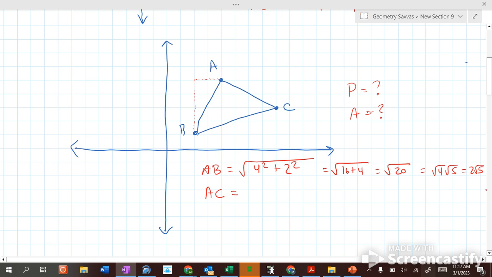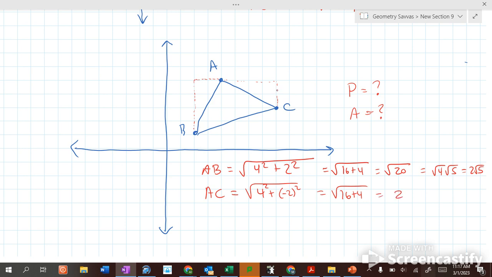AC. You go to the right 4 and down 2. But when you square a negative 2, it comes out to be the same thing as what we had above. 16 plus 4, which is, in the end, 2 square root of 5. So this is 2 square root of 5. This is 2 square root of 5.